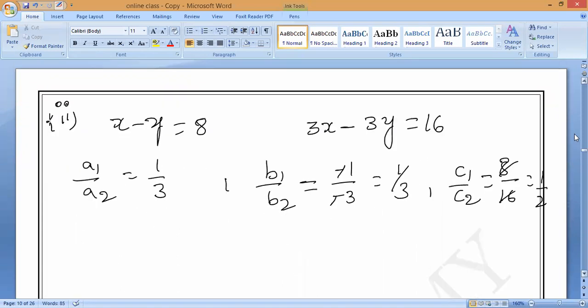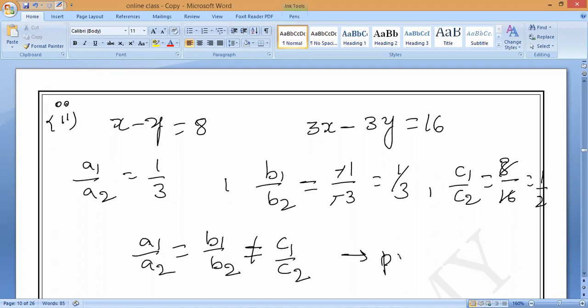See, the first two ratios are equal, correct? Parallel lines. a1 by a2 equals b1 by b2, not equal to c1 by c2. So these two lines are parallel lines. How many solutions? No solution. No solution means inconsistent, correct?